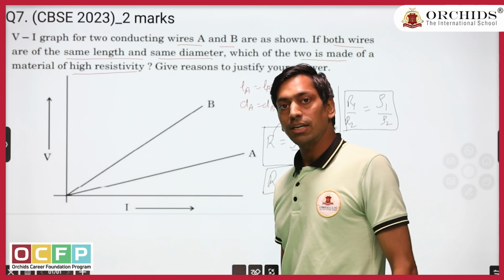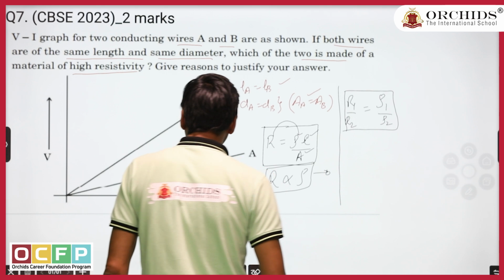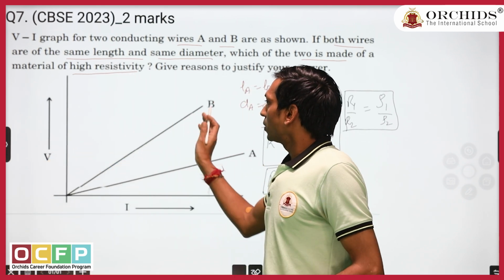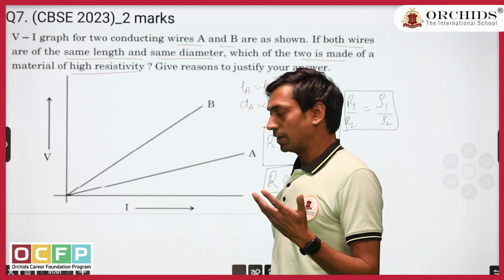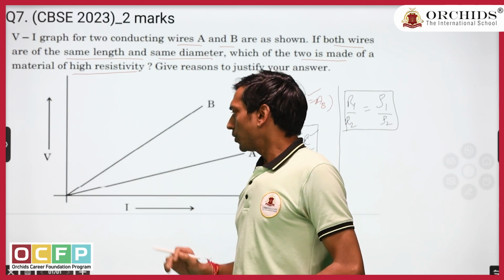So let's check the actual value of the resistance. For that, how to check? Well, there is a shortcut: whatever graph is closer to the voltage axis will have the high resistance value. But if we talk about it logically, it is up to you.